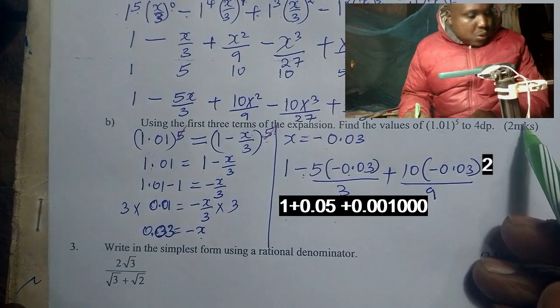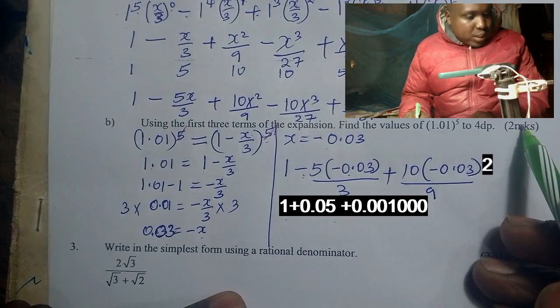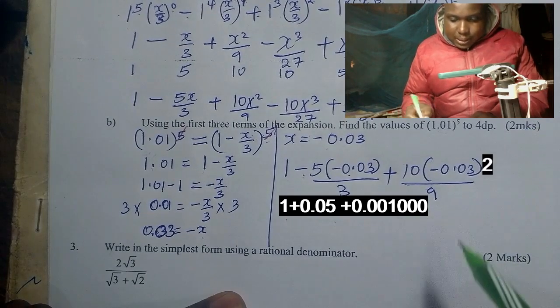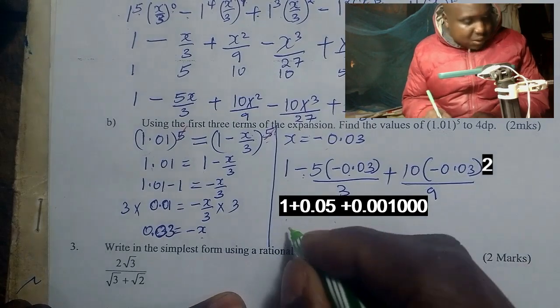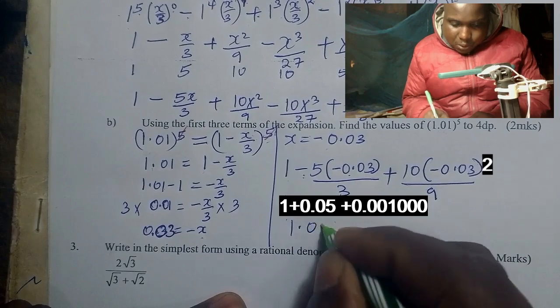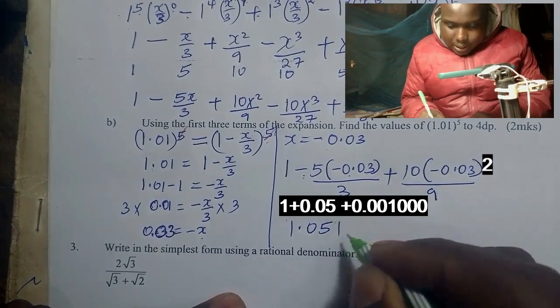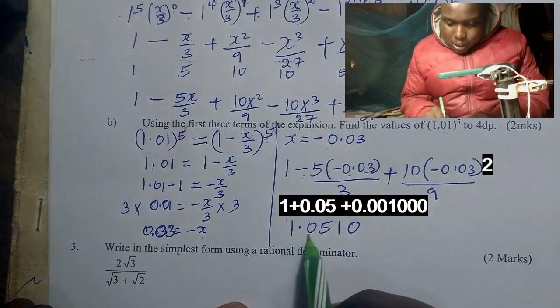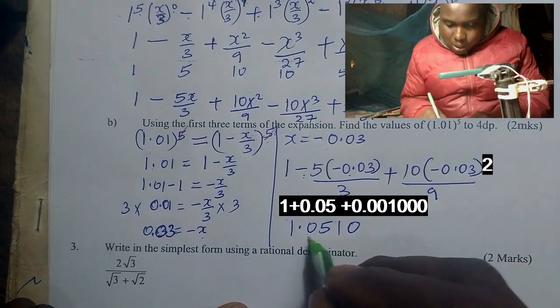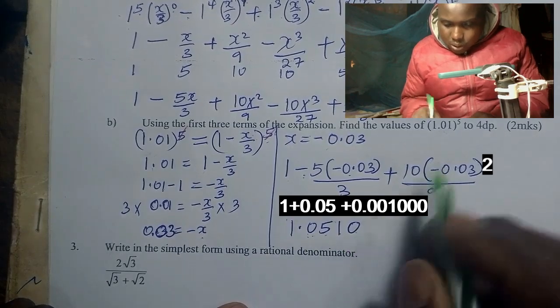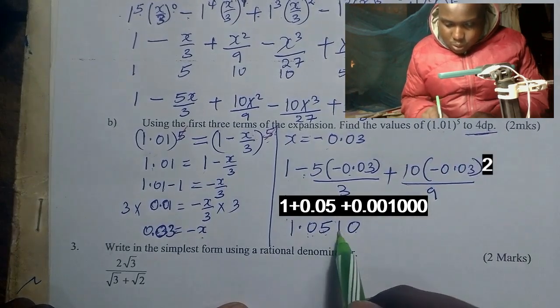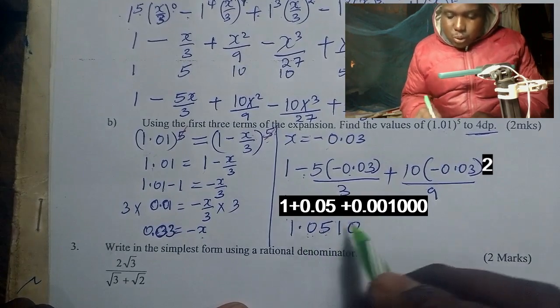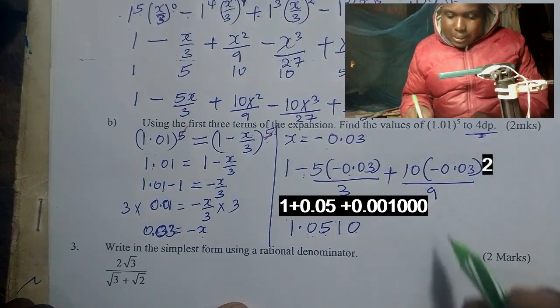Then you were asked for the answer to 4 decimal places. So you add that and you find it is 1.0510. 4 decimal places: 1, 2, 3, 4. So you add a 0 to make sure it is 4 decimal places.